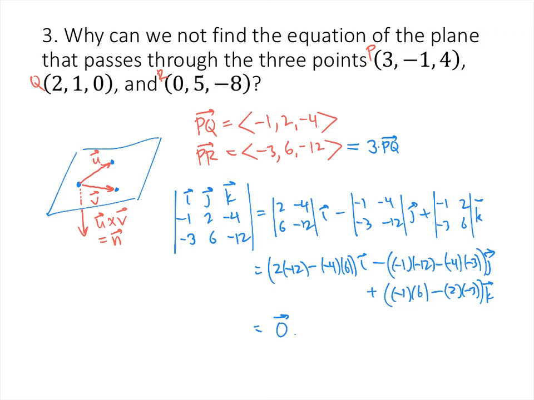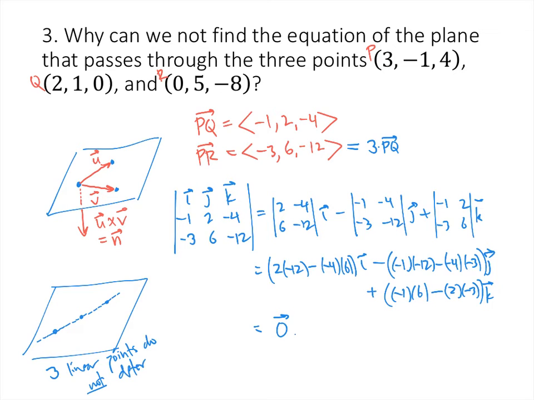So at this point, we're kind of stuck, but what we should realize is that the picture that I drew there is not a very accurate picture, because in this case, the vectors PQ and PR were parallel, so it turns out that those 3 points all lie on a single line. And 3 collinear points do not determine a plane. There are lots of planes that go through those 3 points.